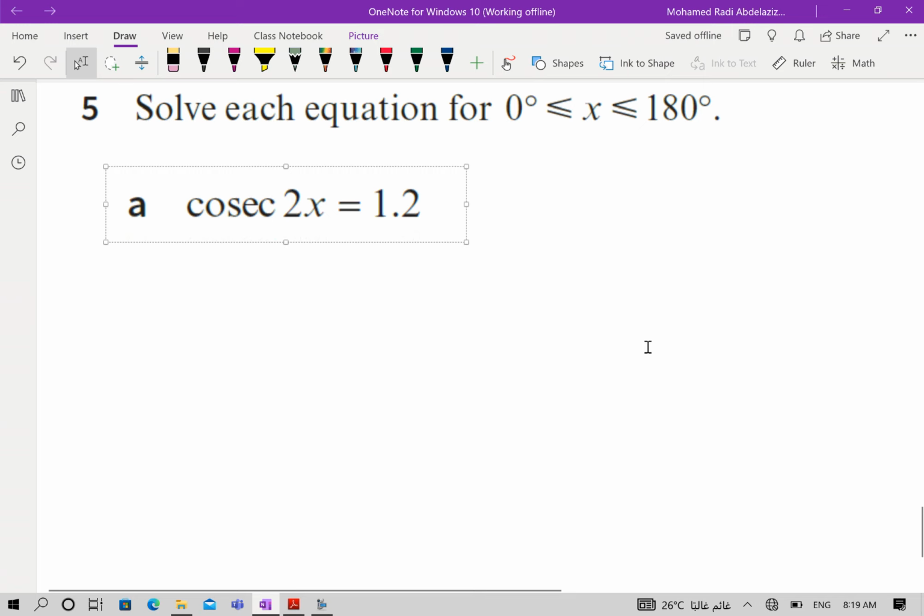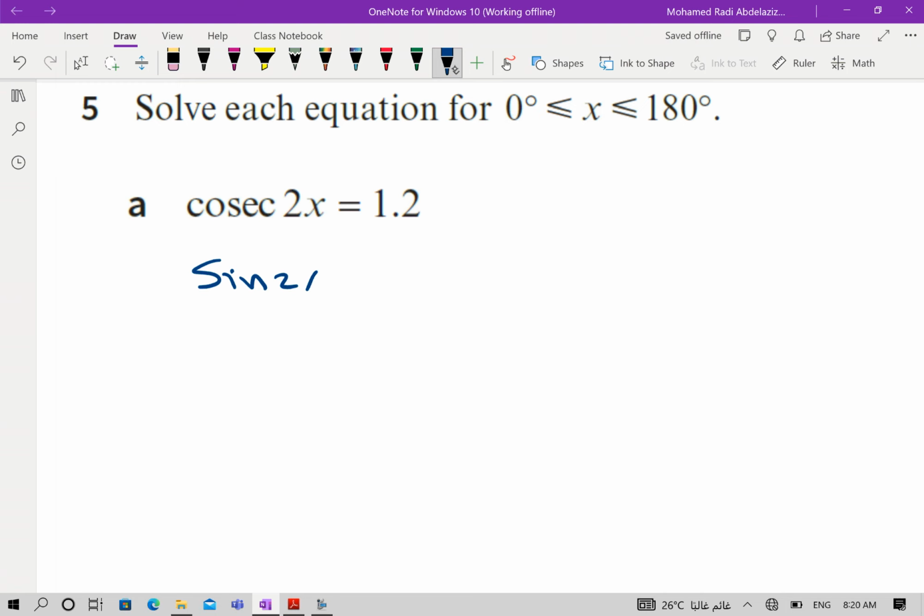What is the first step? 1 over sine, we say sine. Next step: 1 over 1 over 1 over 2, 5 over 6. Okay, simplify it if you want. If you want to write it 5 or 6, okay.